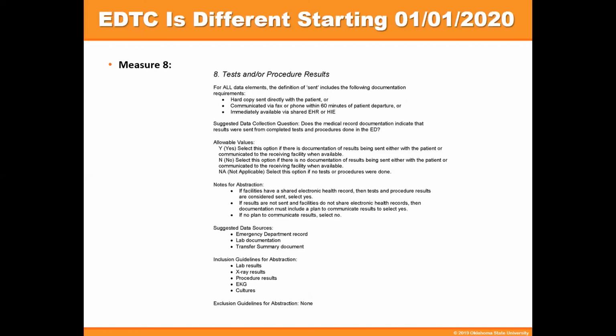And then measure 8 is the results of the testing and or procedures. So the list of places to find those, as well as what's included, as well as where to find those measures. So does anyone have any questions about the new measures, or I guess the new format of the measures?